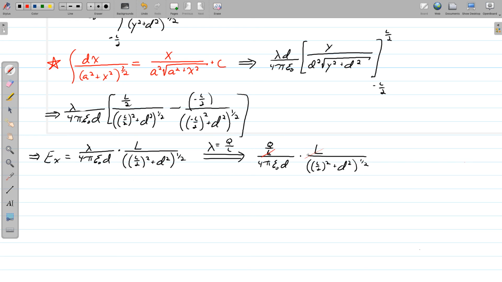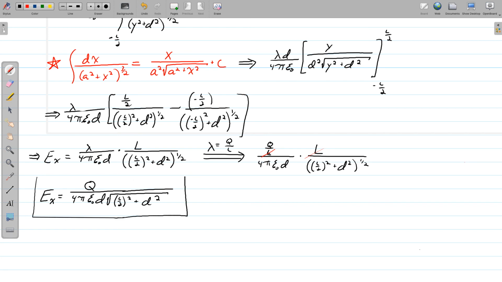And we were left with the electric field in the x would equal, on top, the charge on the wire, and on the bottom, 4 pi epsilon naught d, the distance away, times the square root of (L over 2) squared plus d squared. And that is it. That's what we were trying to get to.